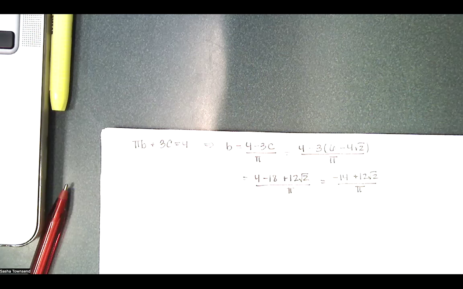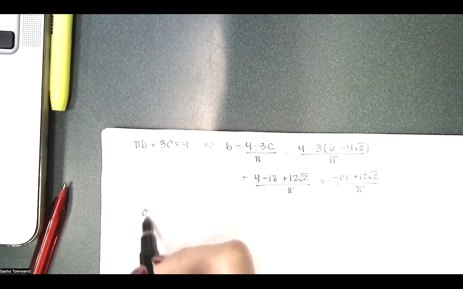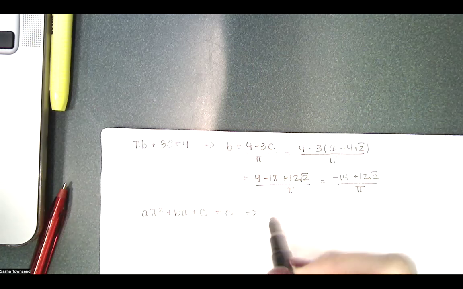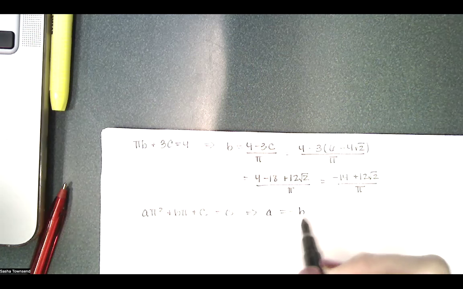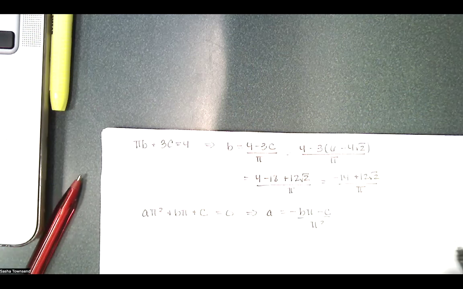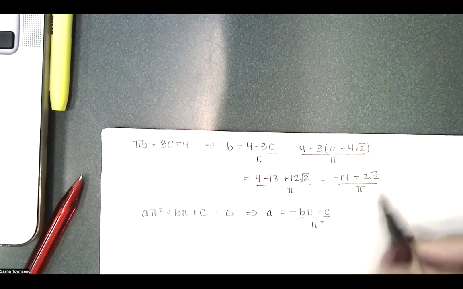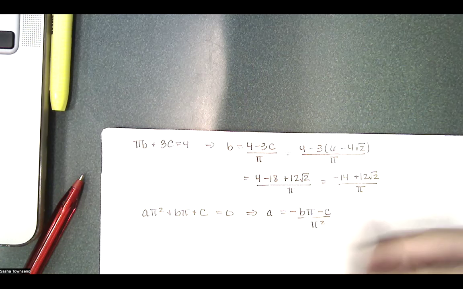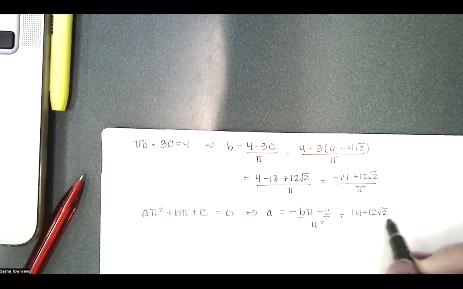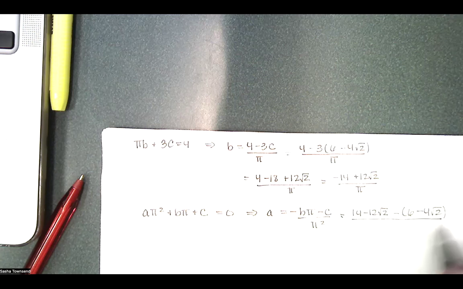All right, so there's our b, and we have our c, and we know that a times pi squared plus b times pi plus c equals 0. So a is equal to negative b times pi minus c, divided by pi squared. So if I multiply this by negative pi, this is my b value, I should get 14 minus 12 root 2. And we're subtracting c, and we're dividing by pi squared. Distribute the negative.